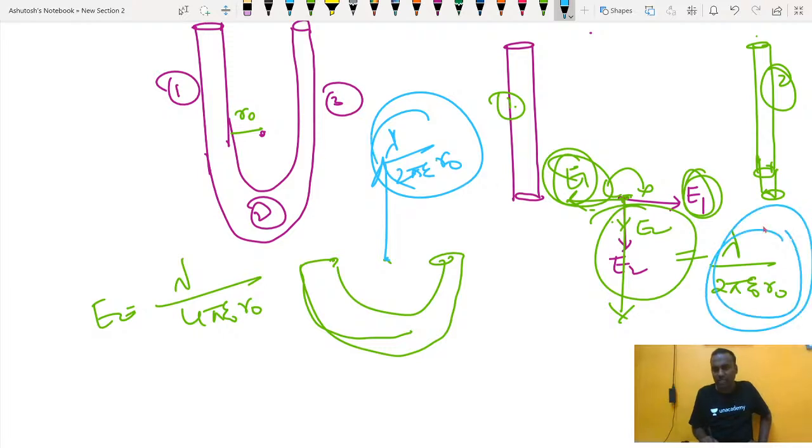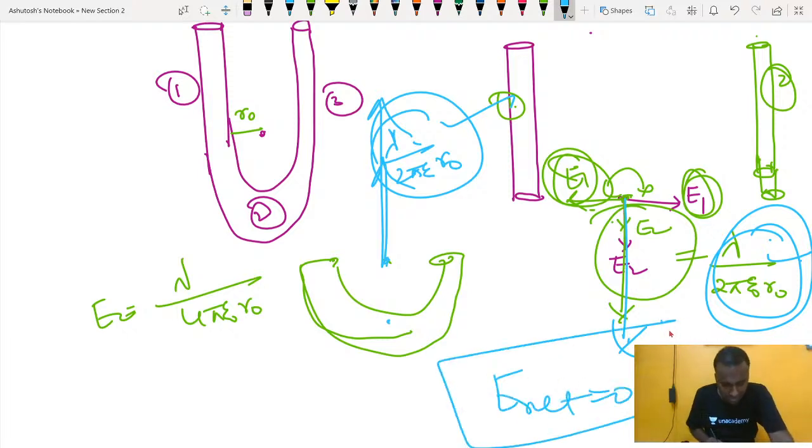So these two will be equal and opposite in direction, because due to this semicircular ring part, the field is in the upward direction, and due to this other part, downward direction. Both have the same values, so the net field cancels with each other, and is 0. I hope you understood, students. Please tell me if anybody wants it once again.